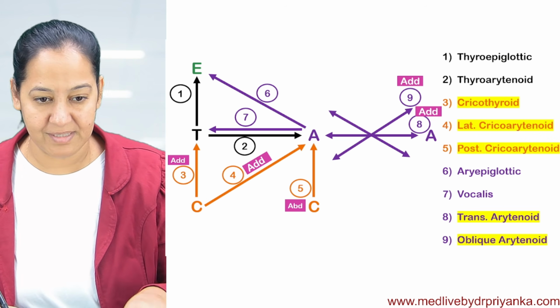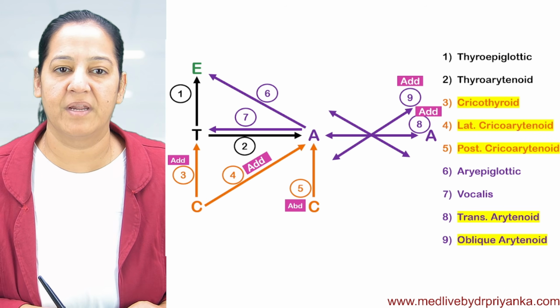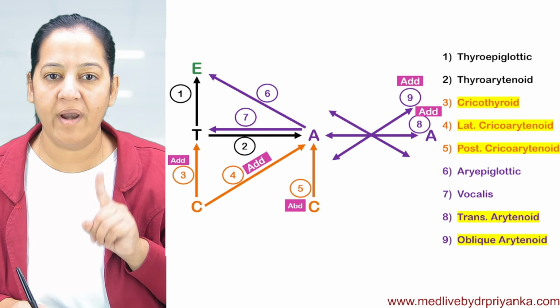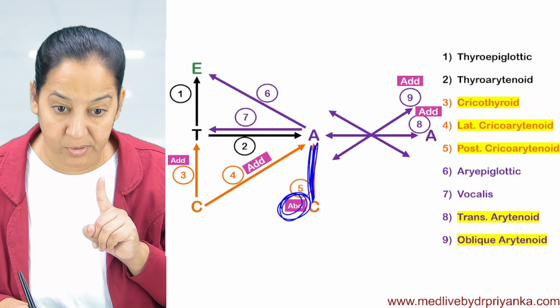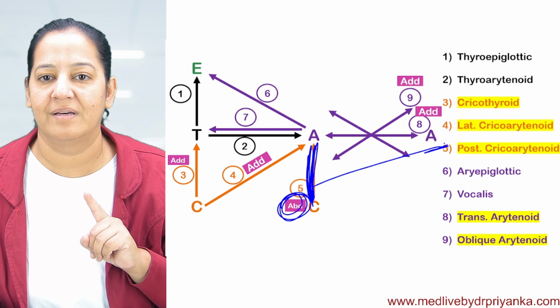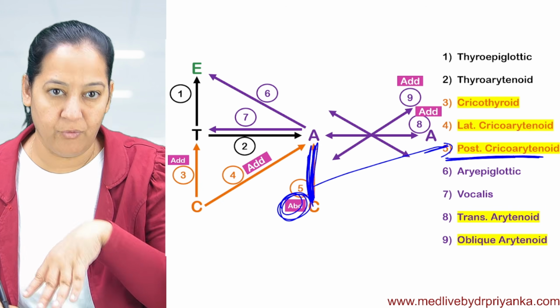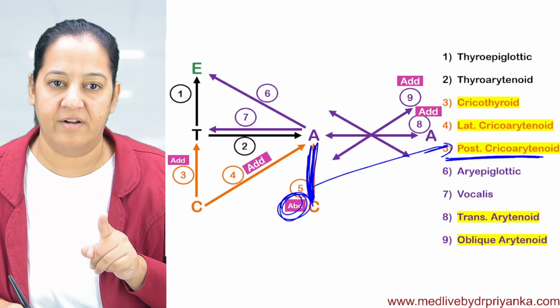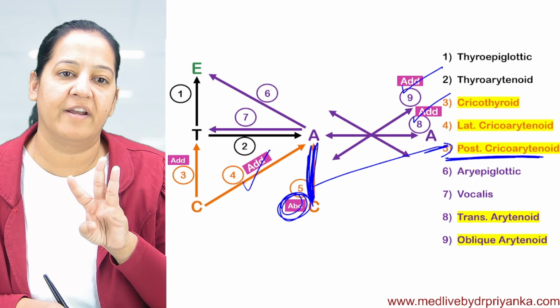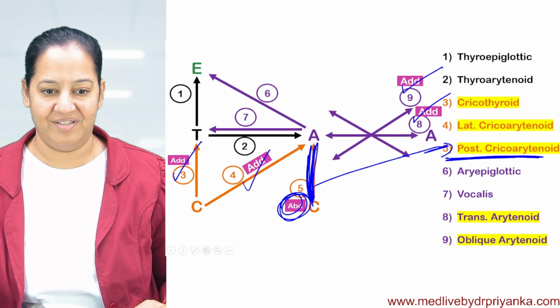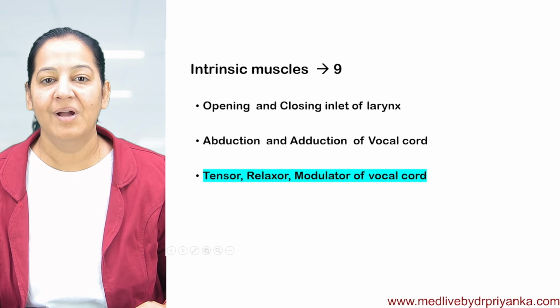You can mark the same muscles over here. You can appreciate the one and only abductor. This one, the one and only abductor, the posterior cricoarytenoid. The safety muscle. And the remaining four adductors: the lateral cricoarytenoid, the transverse arytenoid, oblique arytenoid, and cricothyroid. Okay, I have highlighted their names also. I hope you got it.